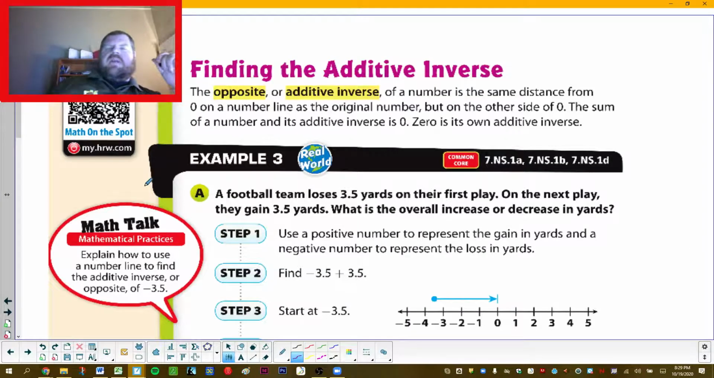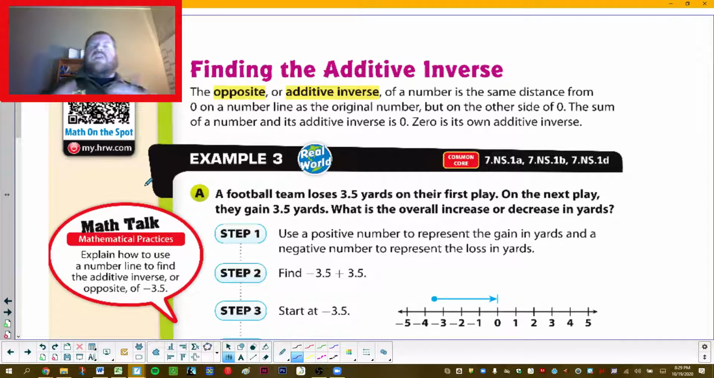Okay, now we've got a couple things that we've talked about before. We talked about the opposite before, and we always would say, like with subtraction, that we want to add the opposite. And really what that means is flip the negative sign. If it's a negative, make it a positive. If it's a positive, make it a negative. Okay, but here we're defining it as the additive inverse.